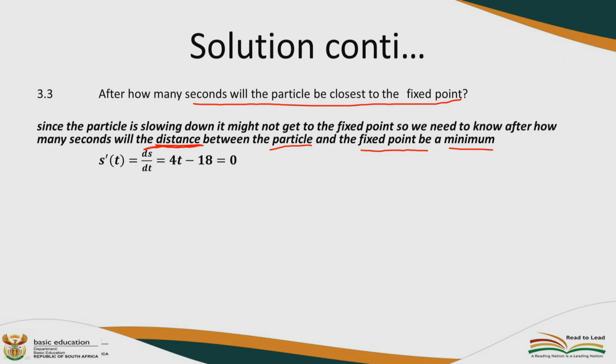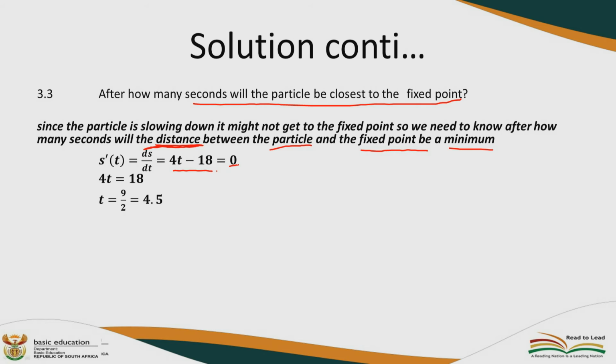So we take the expression for the displacement and differentiate it. s prime of t, which is the same as ds dt, will be equal to 4t minus 18. Because this is a minimum question, the derivative must be equal to 0. So we equate the derivative to 0, and then we must solve for t. We take 18 to the other side, we divide by 4, and we get t equal to 4.5 seconds.